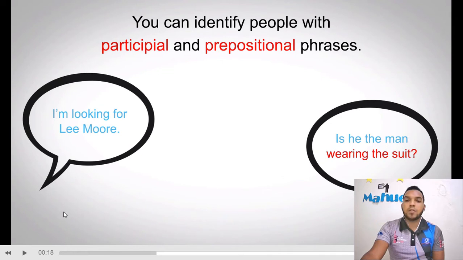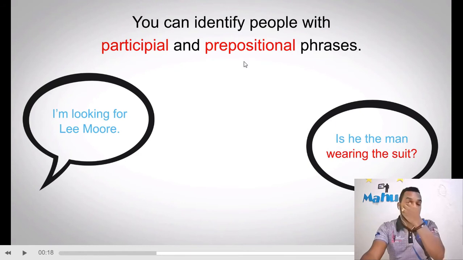All right. So the prepositional and participial phrases, these grammar structures help you to identify the people or also the objects or things, okay, by their appearance, or by the action that they are doing. So this one is asking, I'm looking for Lee Moore. So is he the man wearing the suit? So that is something I will explain to you after the video.